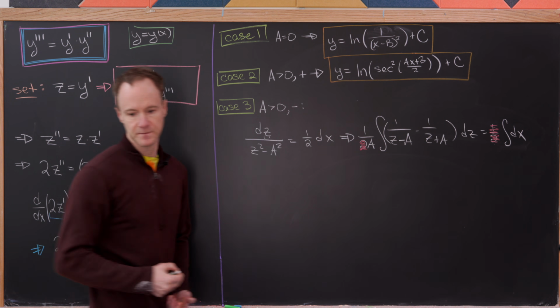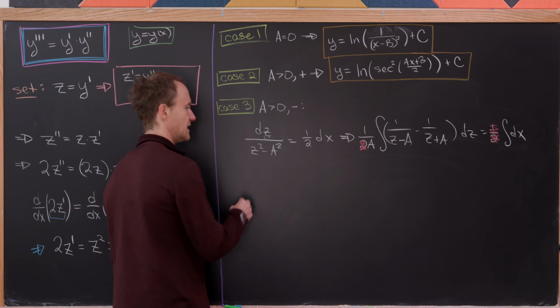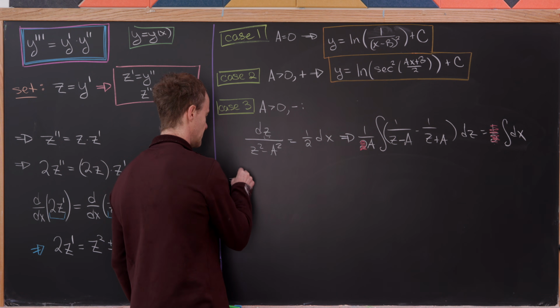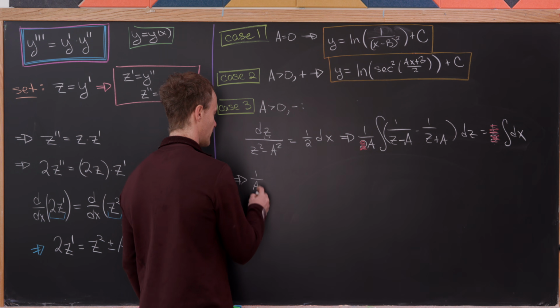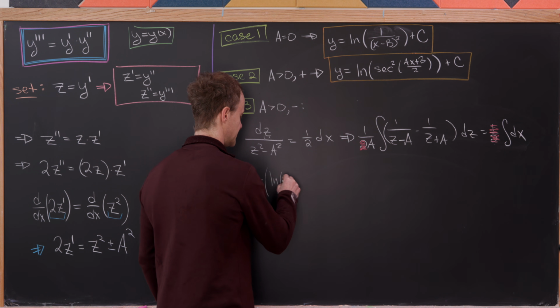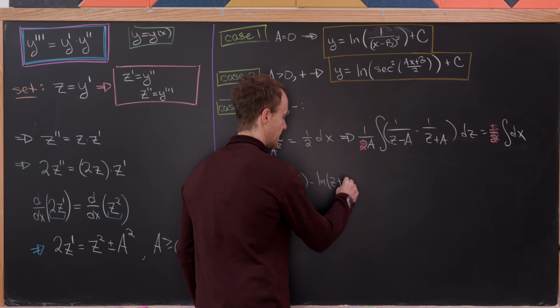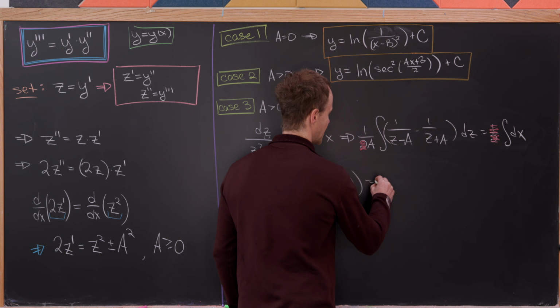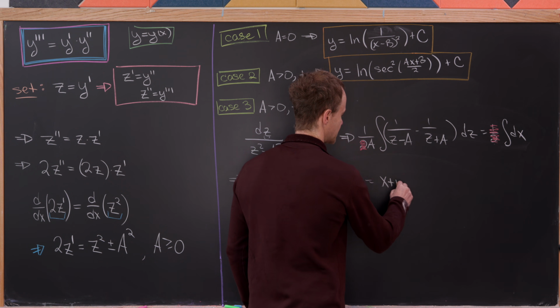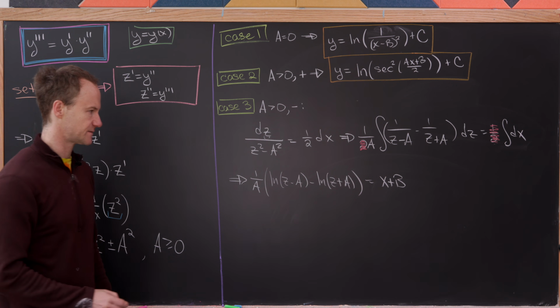Okay, great. And now let's take some antiderivatives. So taking the antiderivative of the left-hand side will give us 1 over a, and then we have natural log of z minus a minus natural log of z plus a. Great. And then that's going to be equal to x plus b. So that's our new constant.